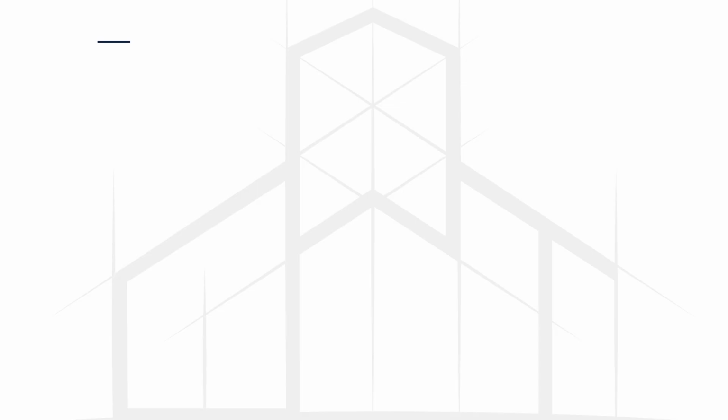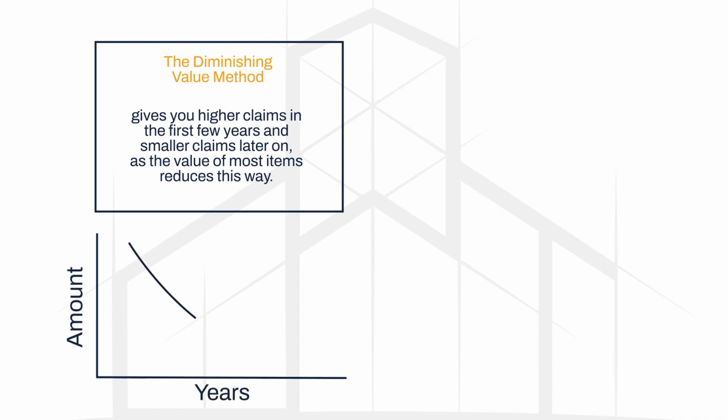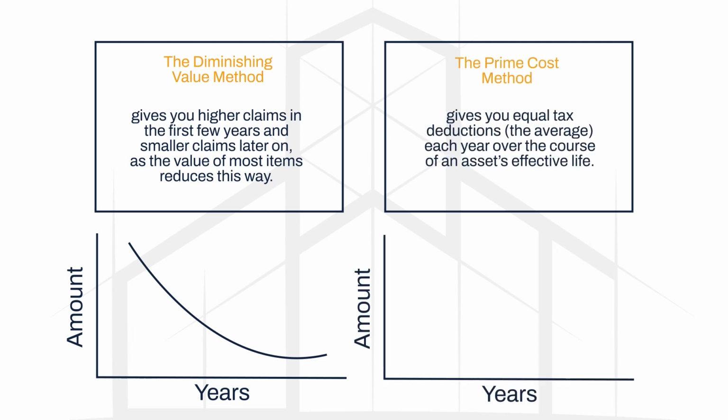If the asset is worth less than $300, you can claim an immediate deduction in the income year you bought it. If not, you can use one of two methods to calculate the asset's annual depreciation. The diminishing value method gives you higher claims in the first few years and smaller claims later on, as the value of most items reduce this way. This is the one most investors choose as it's more money in your pocket now. The prime cost method gives you equal tax deductions each year over the course of an asset's effective life. The prime cost method is also called straight line depreciation and gives you a yearly average.